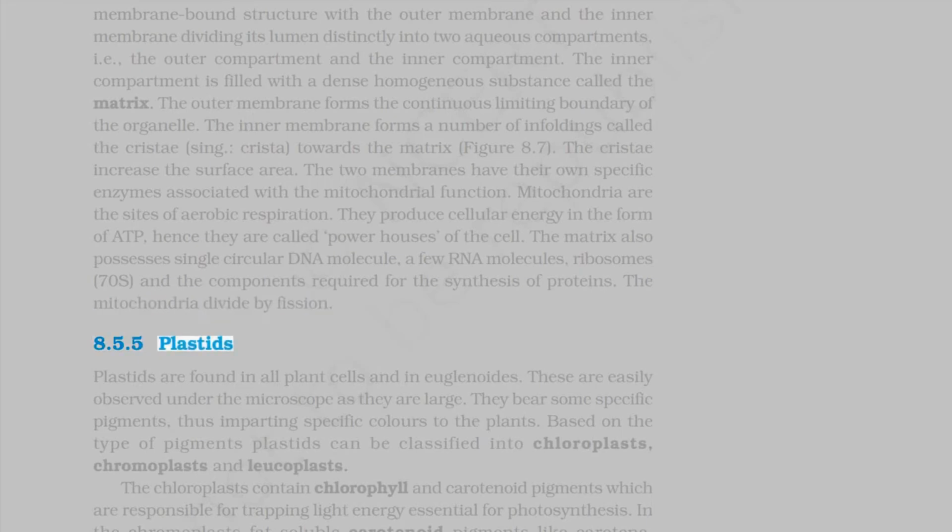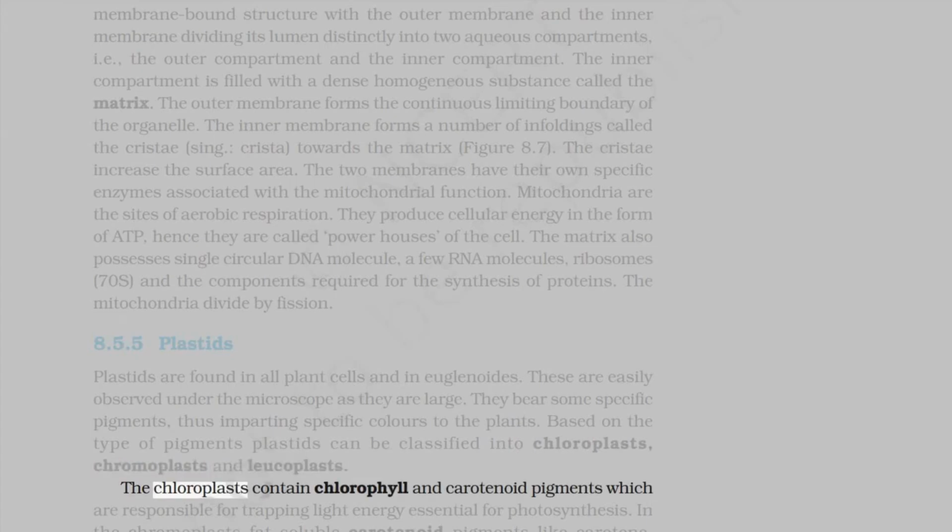8.5.5 Plastids. Plastids are found in all plant cells and in euglenoids. These are easily observed under the microscope as they are large. They bear some specific pigments, thus imparting specific colors to the plants. Based on the type of pigments, plastids can be classified into chloroplasts, chromoplasts and leucoplasts.